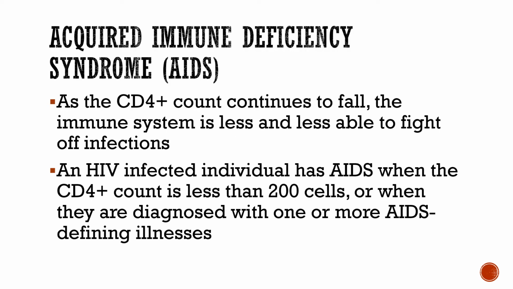So now, let's talk about acquired immune deficiency syndrome, otherwise known as AIDS. As the CD4 count continues to fall, the immune system is less and less able to fight off any infection. So an HIV-infected individual will have AIDS when the CD4 count is less than 200 cells. So symptomatic, non-symptomatic, healthy, ill, once that CD4 count falls to less than 200 cells, they are considered to be AIDS positive. Or when they are diagnosed with one or more of the AIDS-defining illnesses. That is the criteria for AIDS.